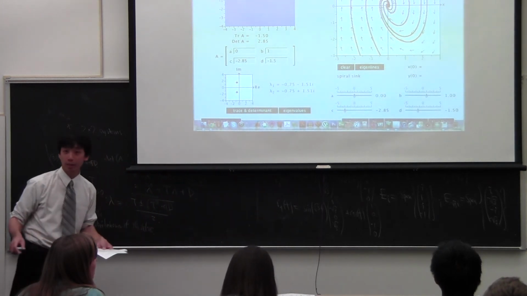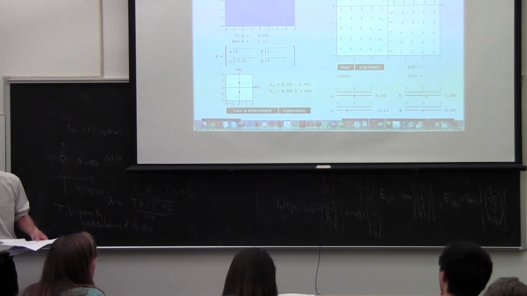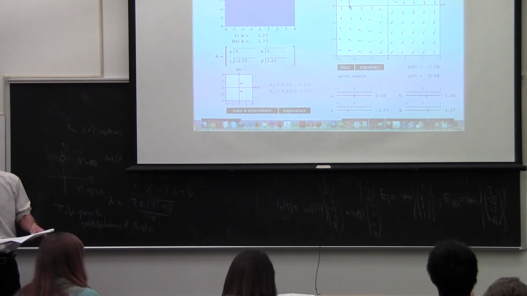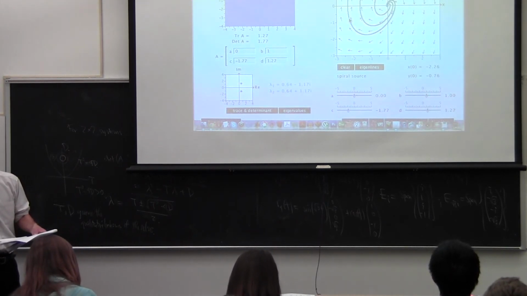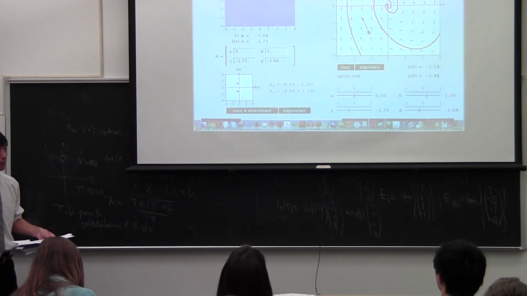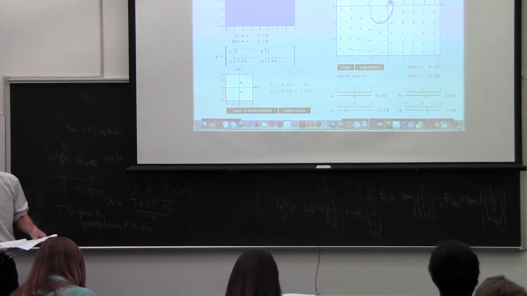So, in your text, they talk about this a little bit, and they give these things names. In this case, they call zero the center. In this case, I think it's called a spiral source or something like that. In this case, a spiral sink. Things are sinking in towards zero, and here things are coming out of zero.